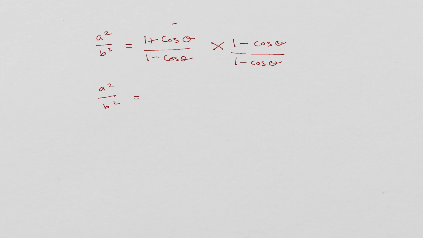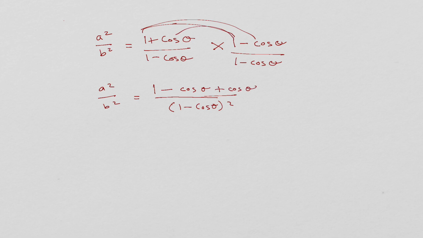If you multiply those out, you're going to get at the bottom 1 minus cosine theta squared. And at the top, you're going to get 1 minus cosine squared theta. In fact, let me just do it the long way and write it out. So I've got 1 times 1, which is obviously 1. Then I've got 1 times negative cosine theta, so that's negative cosine theta. Then I've got cosine theta times 1, so that's plus cosine theta. And lastly, I've got cosine theta times cosine theta, so that's negative cosine theta squared.